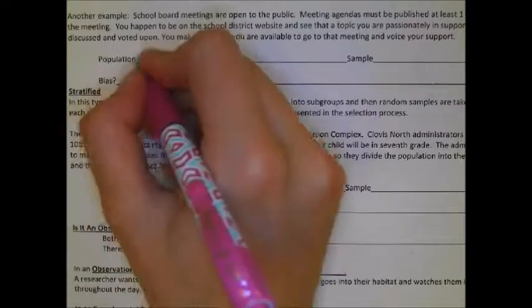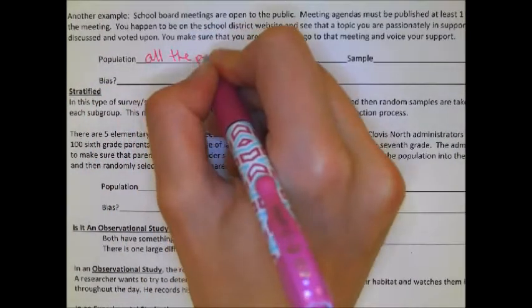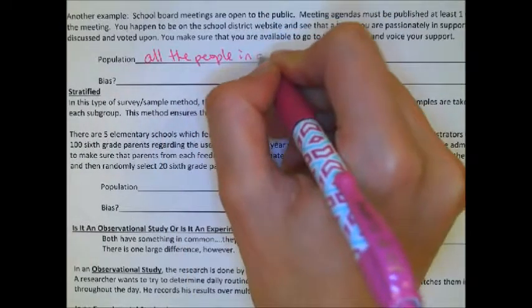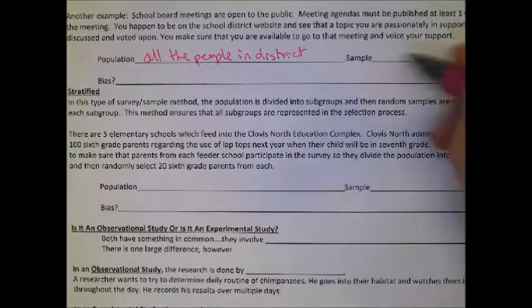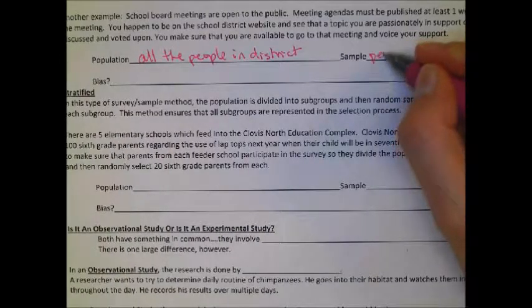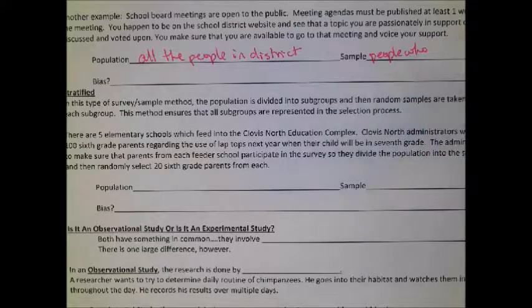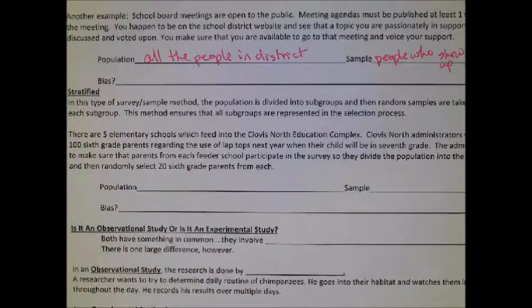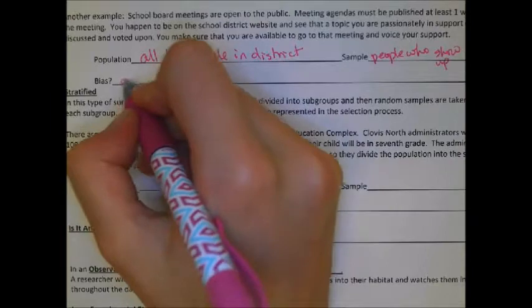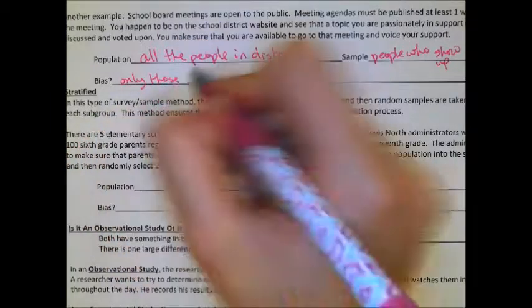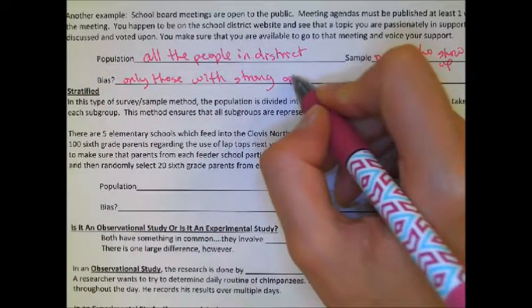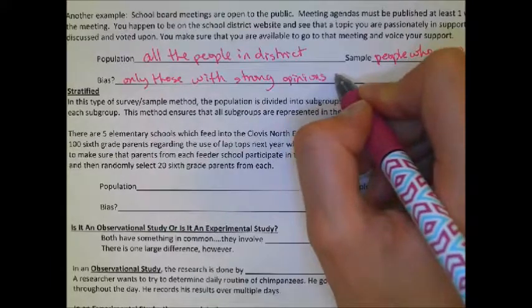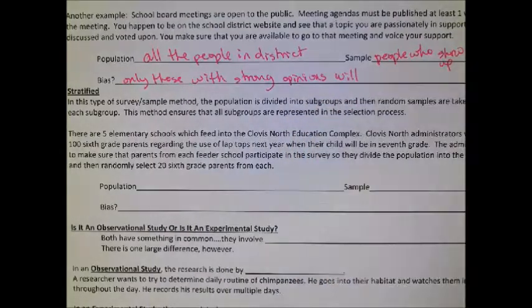So our population would be all the people in the district again. And the sample is those who show up to the meeting. And again, our bias: only those with strong opinions will give them.